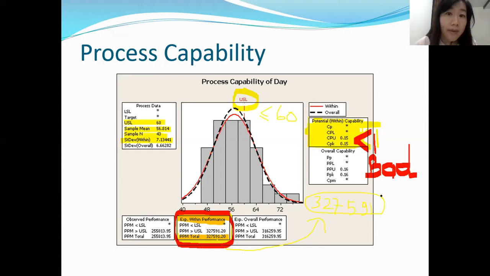So we can call it our baseline. Yeah, baseline. Actually, process capability is one of the measure activities. Some put it in the measure phase, some others put it at the analysis phase.